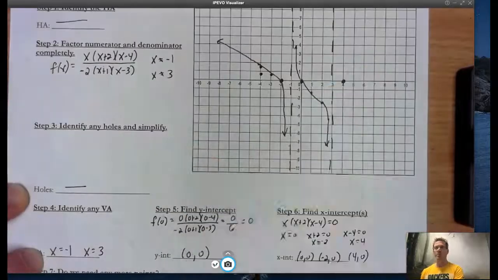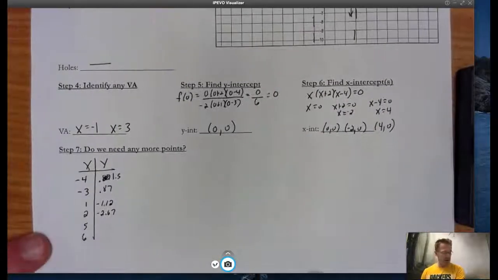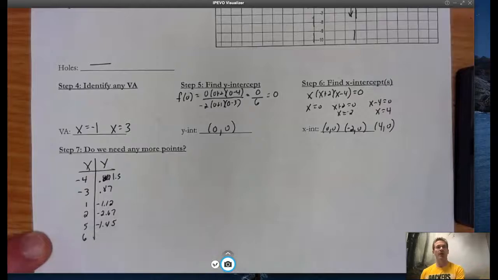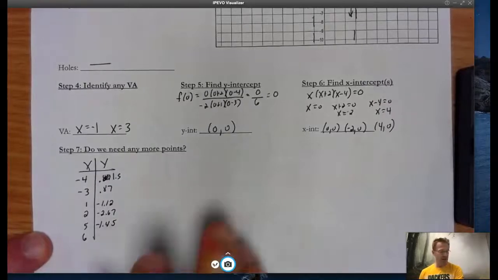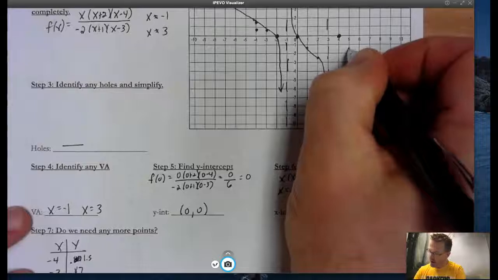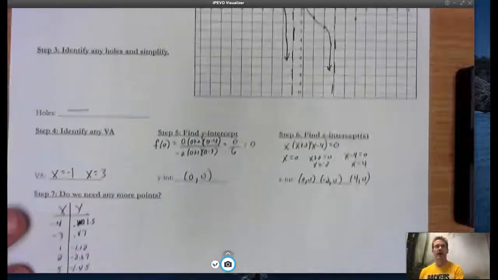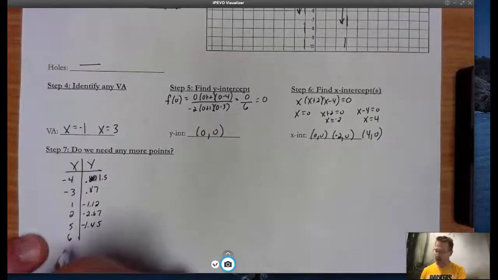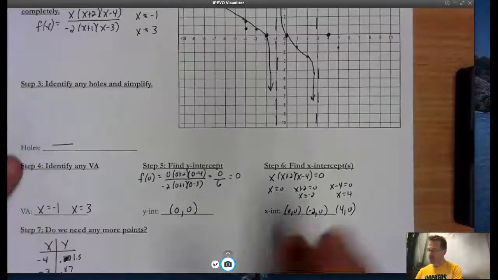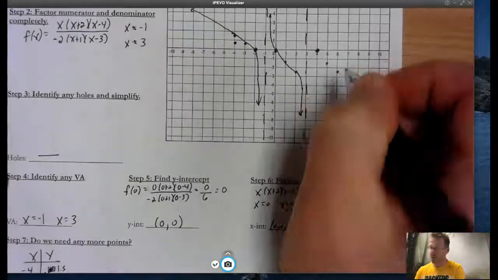All right, let's sketch a couple more points out here. Let's go to 5 and 6. So this would be -1.45. When I plug that in my calculator, 5 is -1.45, so like almost -1.5 right there. And then when I plug in 6 into my calculator, I get -2.28. And -2.28 is a little bit more than 2 here like that.